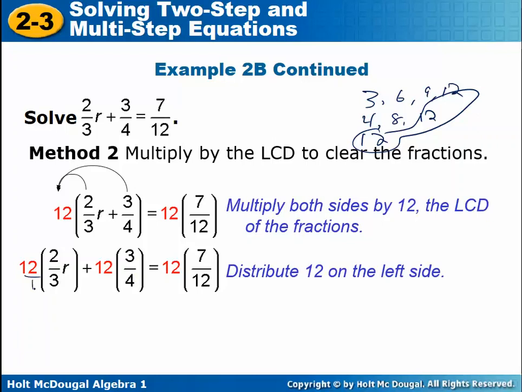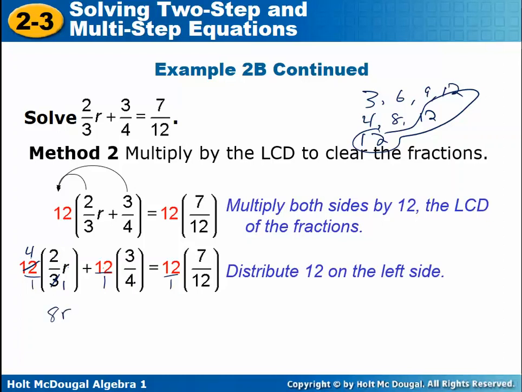And I'm going to again put the 1 under the 12. And then I'm going to cancel. I'm going to simplify before multiplying. 3 is a factor of 12. 3 divides into 3 one time. 12 divided by 3 is 4. 4 times 2r is 8r.